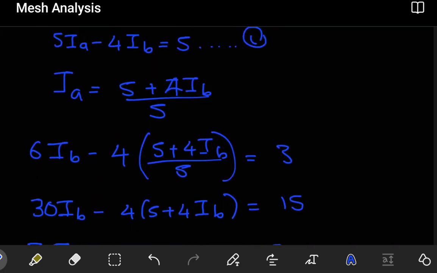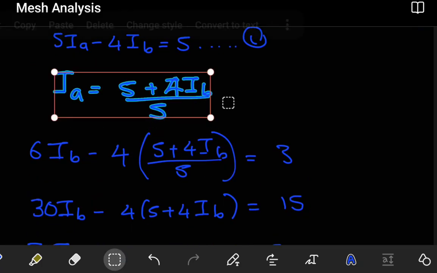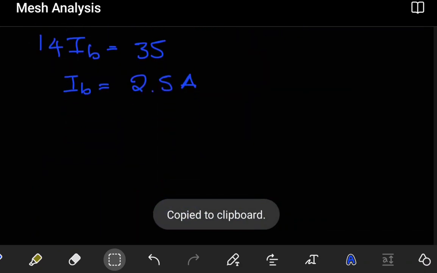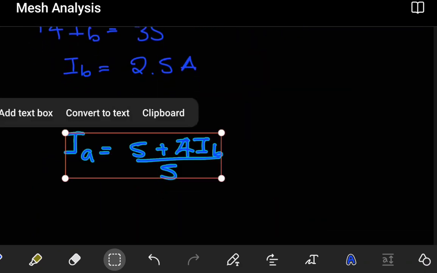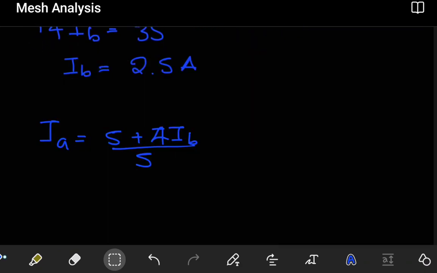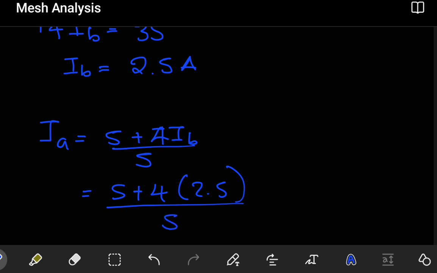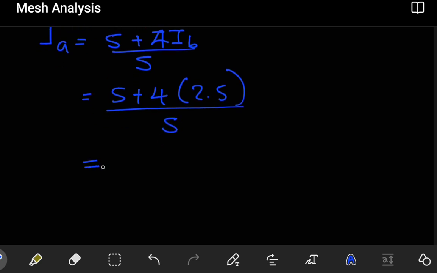Using this, we can plug it into the equation we came up with and find what our IA is going to be. So if we bring this here, our IA becomes (5 + 4 times 2.5) divided by 5, and our answer becomes 3 amps. So this becomes our mesh current IA.